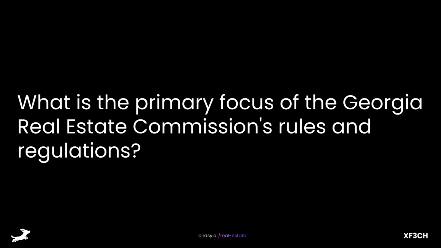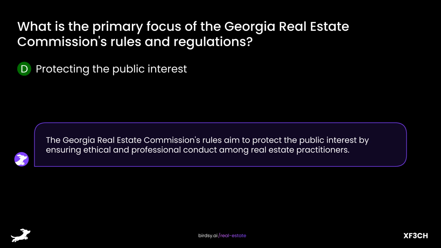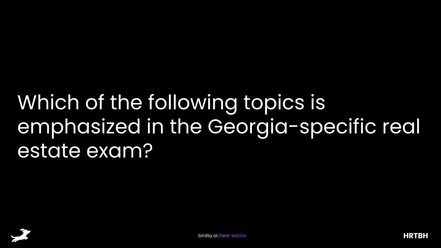What is the primary focus of the Georgia Real Estate Commission's rules and regulations? Is it A, enhancing real estate market efficiency, B, increasing real estate sales, C, facilitating real estate transactions, or D, protecting the public interest? The answer is D, protecting the public interest. The Georgia Real Estate Commission's rules aim to protect the public interest by ensuring ethical and professional conduct among real estate practitioners.